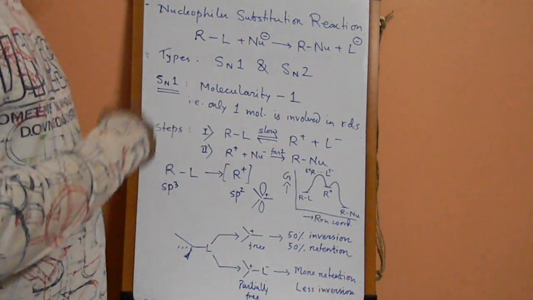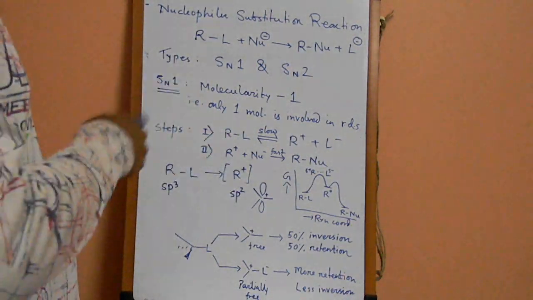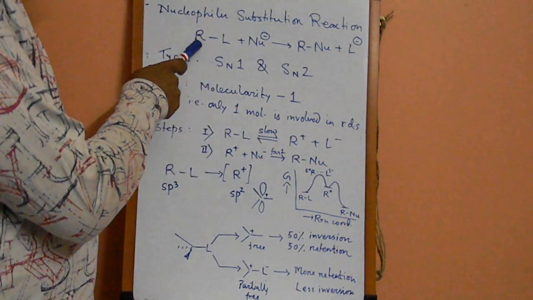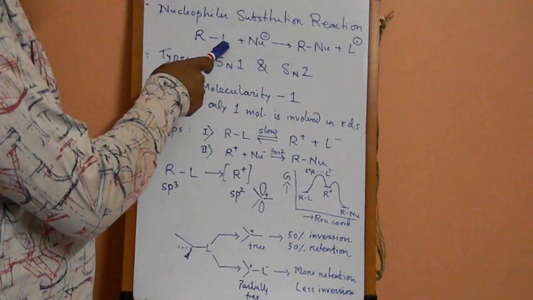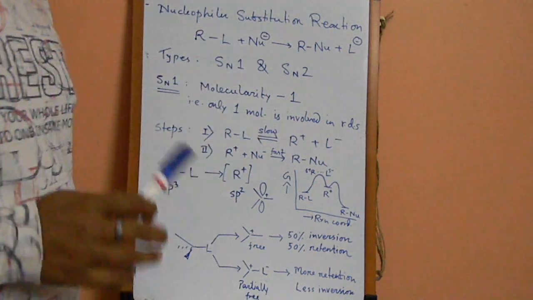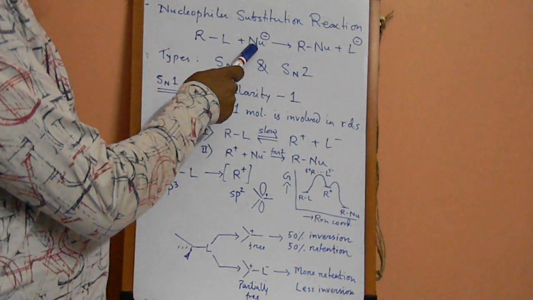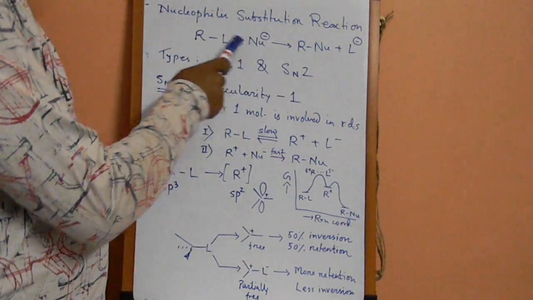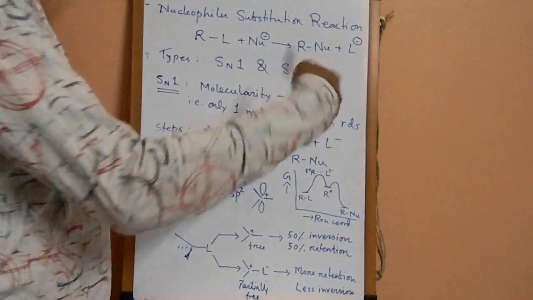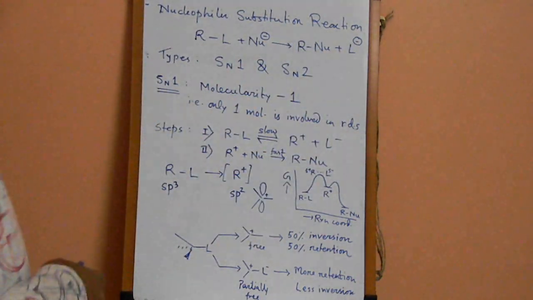Now, in a general substitution reaction, where the reagent is a nucleophile, the reaction goes via this substrate RL, where L stands for the leaving group and R stands for the general alkyl group. It reacts with a nucleophile, and the nucleophile substitutes the L to give this product, and L minus leaves as a leaving group.